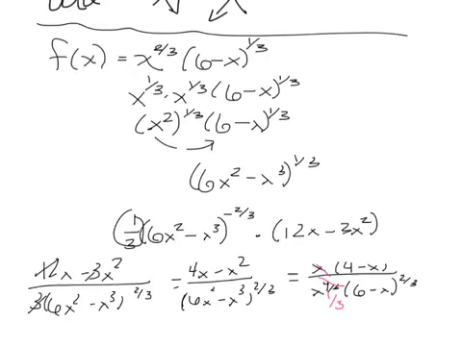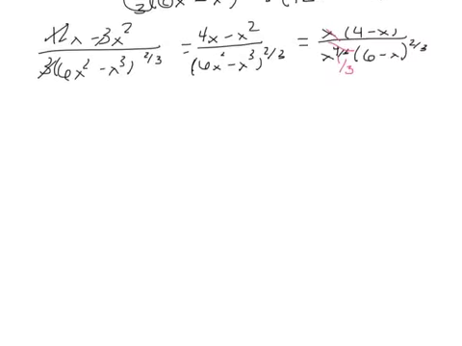So doing some basic math, algebra, our final result is going to be (4 minus x) over x to the 1/3 power. This is our first derivative, multiplied by (6 minus x) to the 2/3 power. That is the first derivative of x. Now we need to take the second derivative of x.